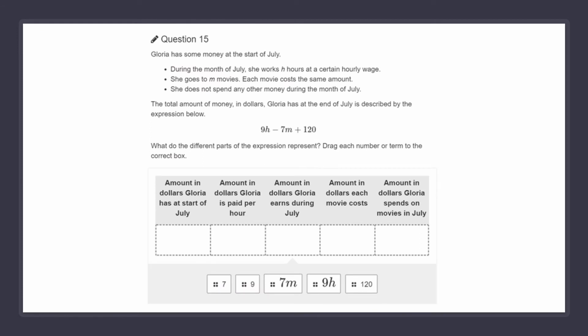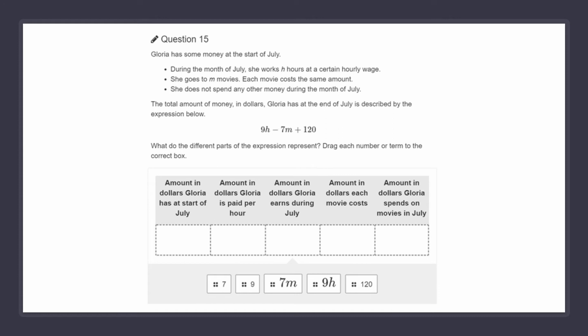All right, another problem where we're interpreting parts of this expression. It says Gloria has some money at the start of July. During the month of July, she works 8 hours at a certain hourly wage. She goes to M movies. Each movie costs the same amount. She does not spend any other money during the month of July.